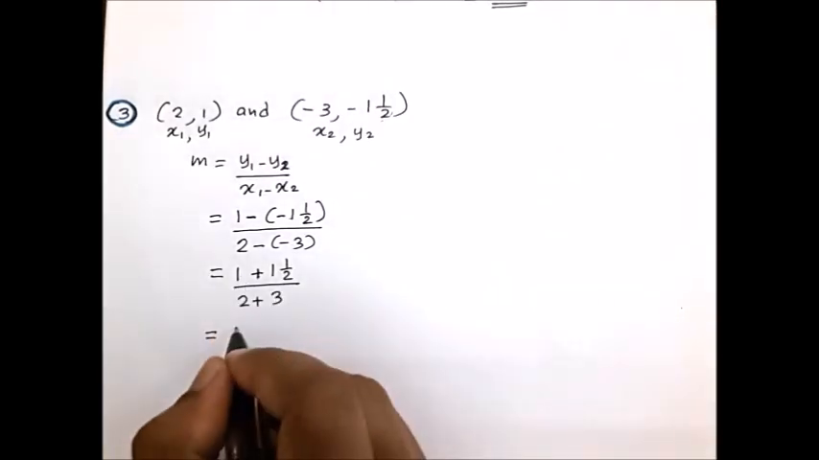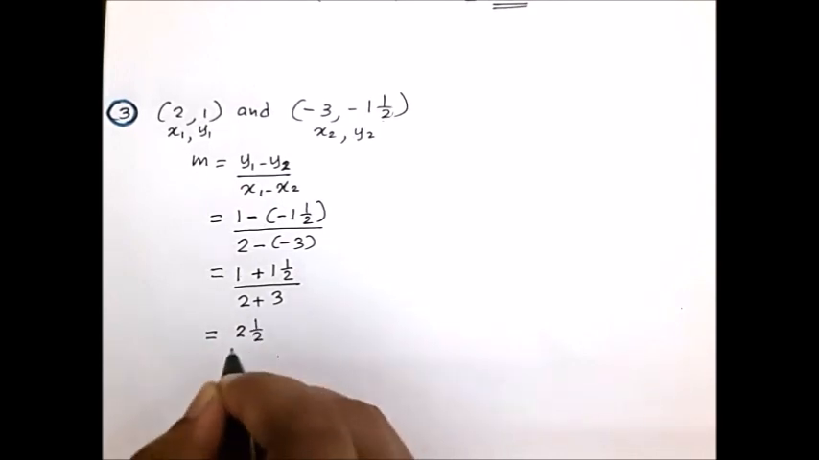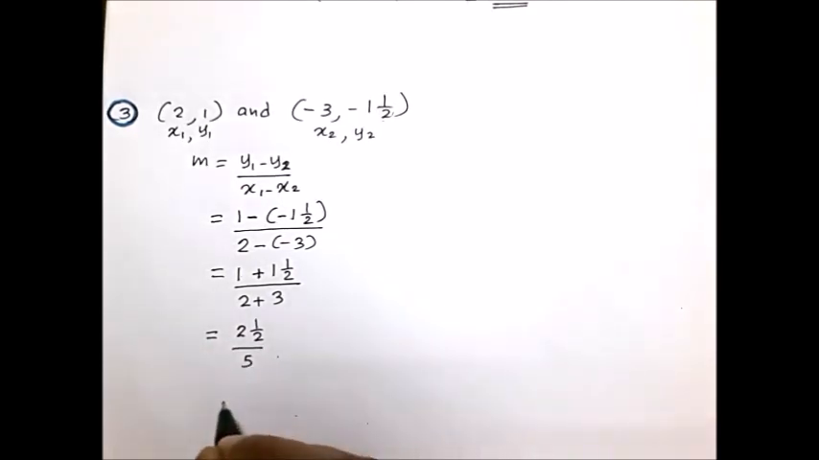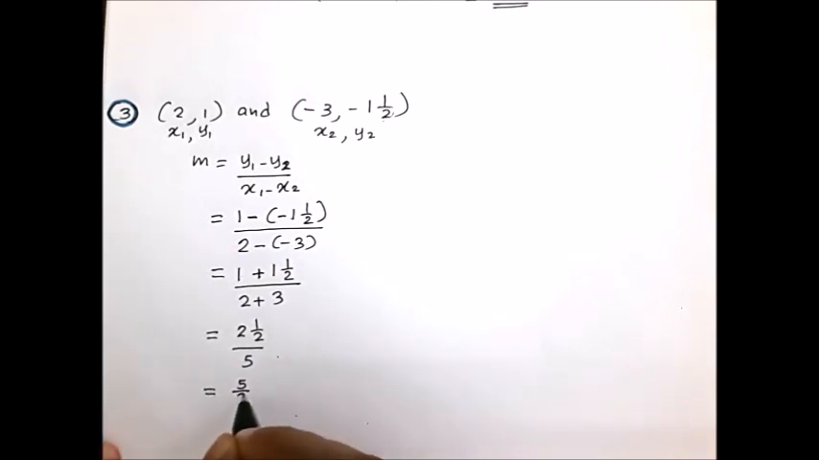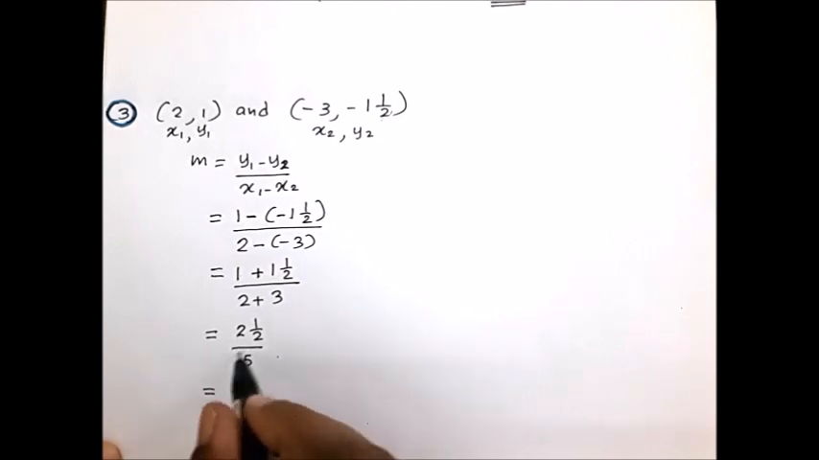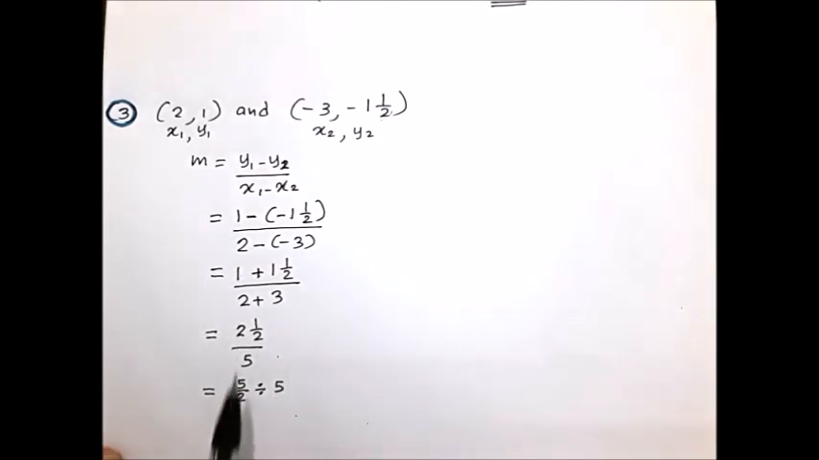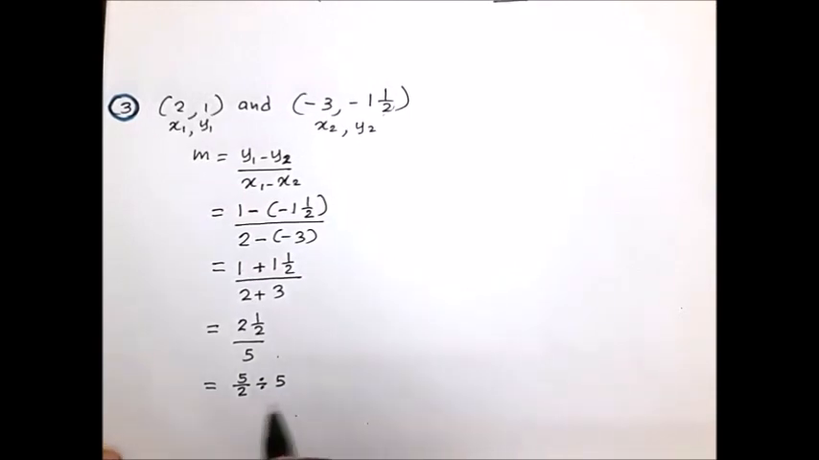1 plus 1 and a half is 2 and a half. Divide by 5. 2 and a half, convert it into an improper fraction. It is 5 over 2. Write this divide by 5 like this. 2 and a half, convert into improper fraction, it is 5 over 2. Then the division line, write this using this symbol. Divide by 5.